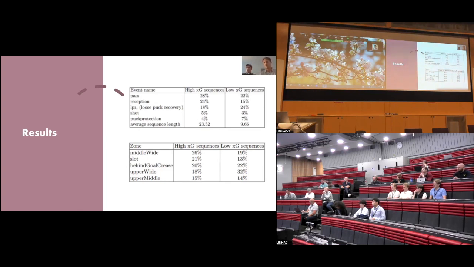What we could see here is that for high expected goal sequences, the middle wide zone has a lot more events, and also the slot zone. We could also see that the upper wide zone happens a lot more in low expected goal sequences than in high ones. And since upper wide is the zone furthest from goal, it's a zone you probably don't want to have too many events in.